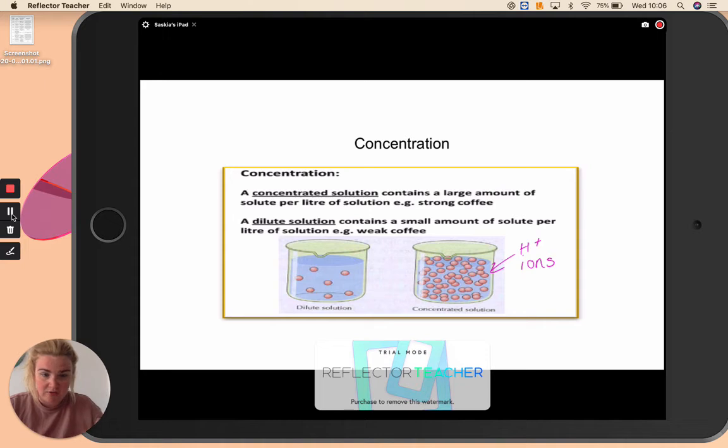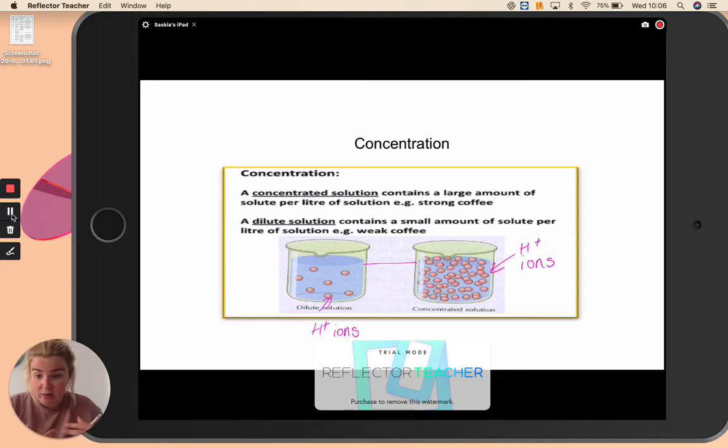They've said strong coffee. You think about it like squash, really concentrated squash. There'll be loads of squash in that volume of water. A dilute solution contains a small amount of solute. So again, these are the H plus ions. If something's dilute, it's not going to have much in there, okay? Look, they're both the same volume of water. It just depends how much is in them, okay?